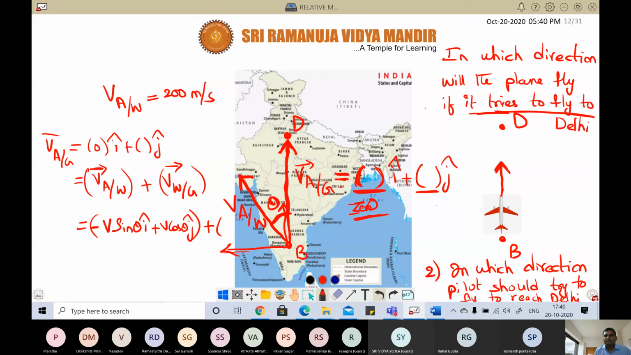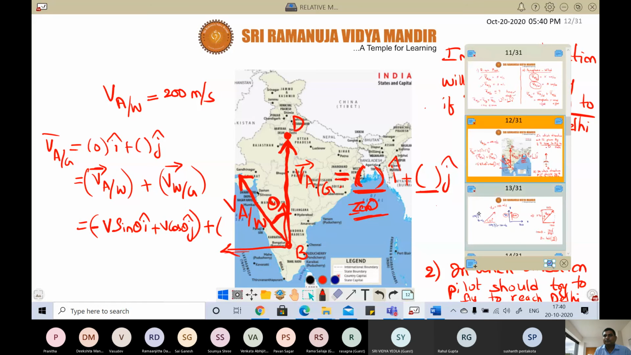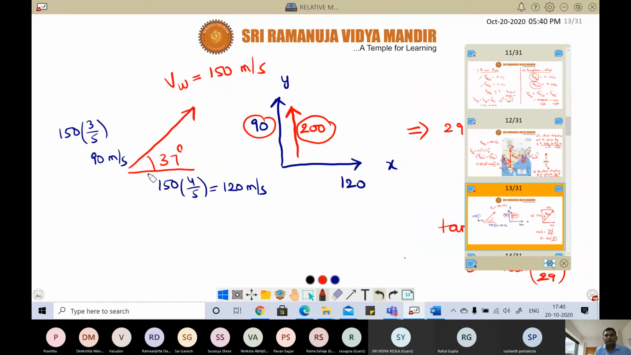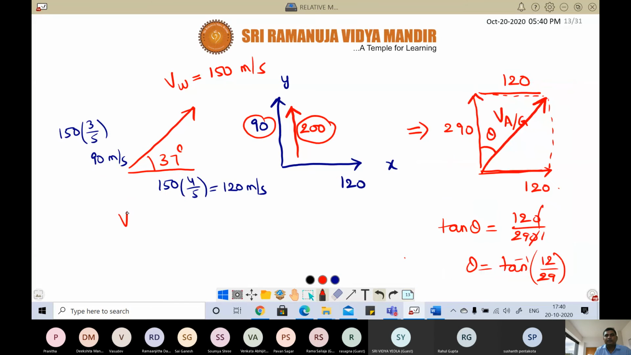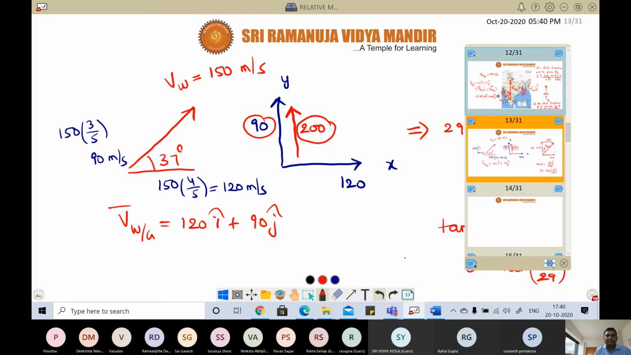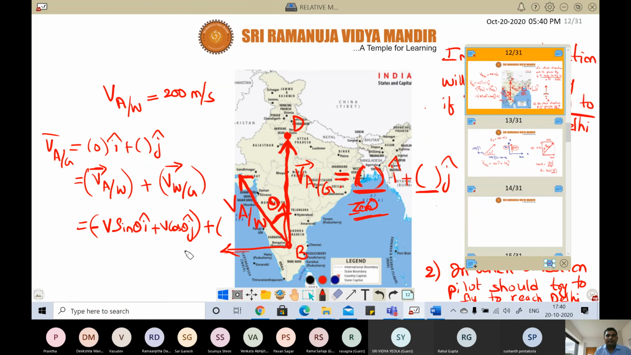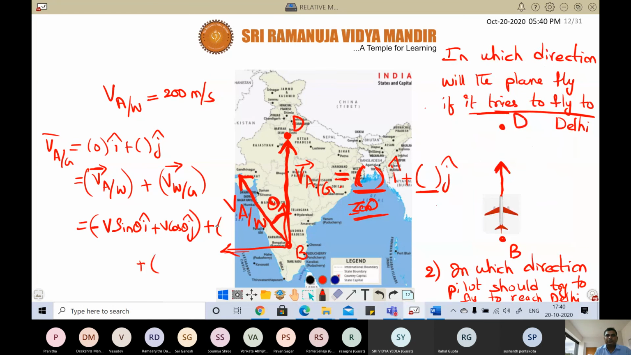How much do we have? Velocity of wind with respect to ground. Tell me in terms of vector. Velocity of wind with respect to ground is what? 120 i cap plus 90 j cap. Correct or not? 120 i cap plus 90 j cap. So this one I'll add it here, that means plus this one only: 120 i cap plus 90 j cap.